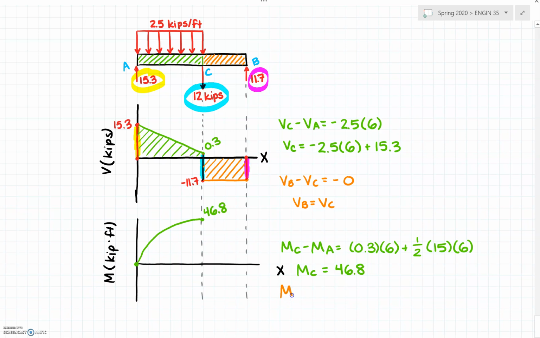So we're going to have the bending moment at B minus the bending moment at C is going to be equal to the area under that shear curve, so it's minus 11.7 times 4. So we have MB is going to be 46.8 minus 11.7 times 4. This should be 0, but let's plug it into our calculator to make sure. And we get 0. So there's no distributed load, which means our shear diagram is flat, which means our bending moment diagram is going to be linear.